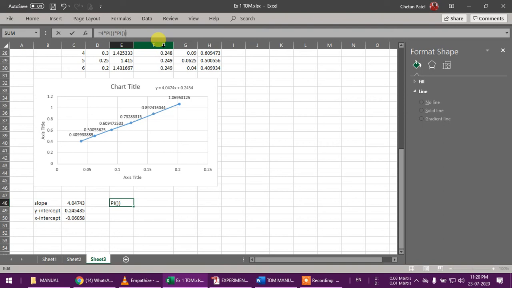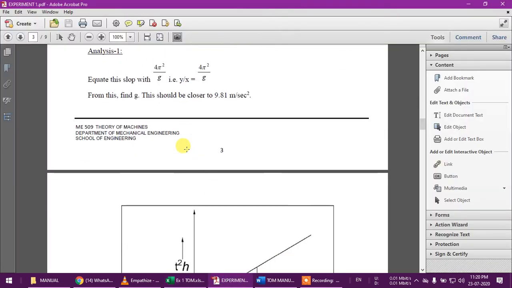So this is the value of 4 pi square, but what we need is 4 pi square by slope. So we'll put these whole things into a bracket. So this is to be divided by directly the value of slope, and we get this 9.75, which is very nearer to 9.81. So this is the analysis what we need to take, analysis 1.